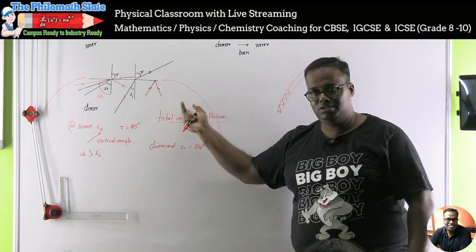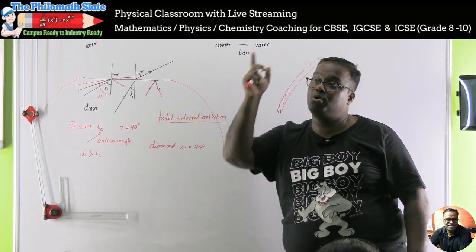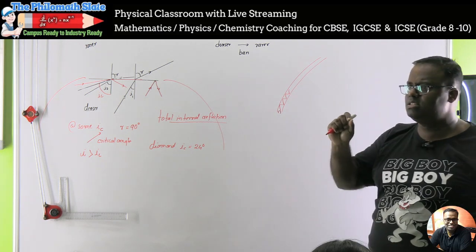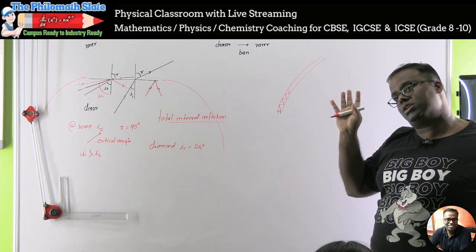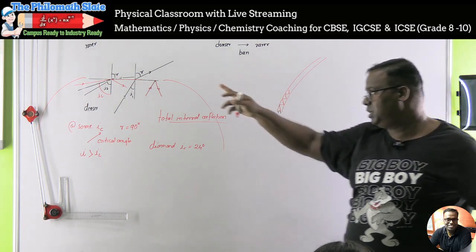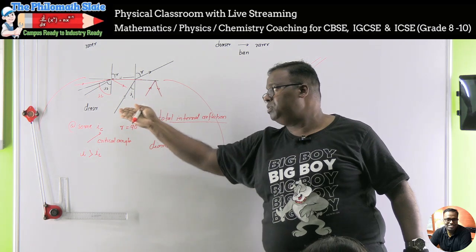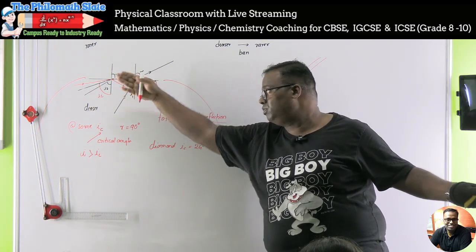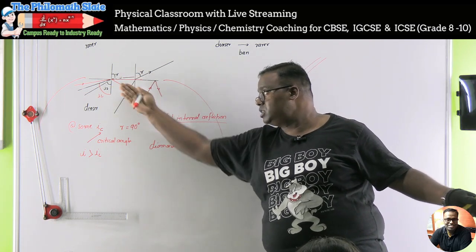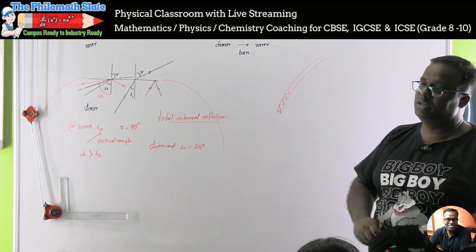Understood? What is total internal reflection? Before total internal reflection, you should know the critical angle. Critical angle is the angle at which the refracted ray is lost. That means the angle of refraction becomes 90. So you don't see the ray anymore. And if you go beyond the critical angle, then there is no refraction at all. Everything is reflection. The ray came back to the same side. Such a scenario we call total internal reflection.